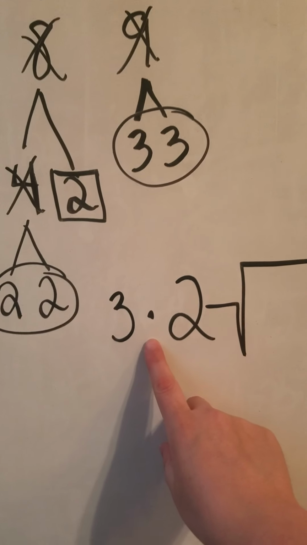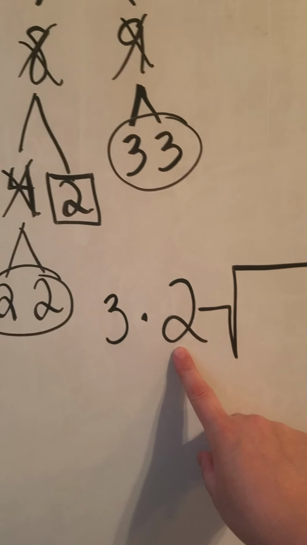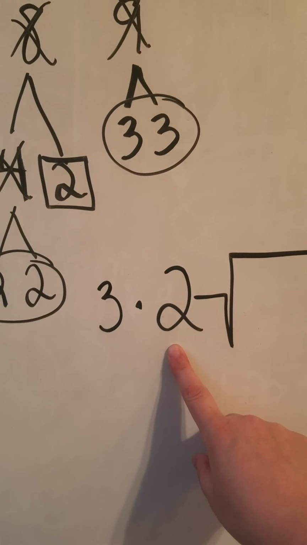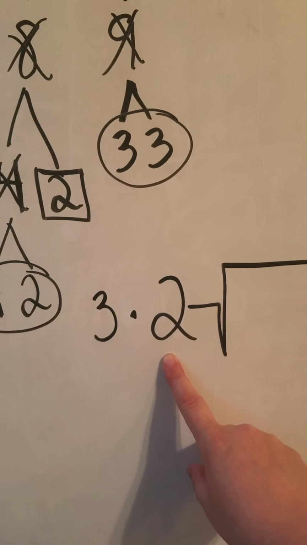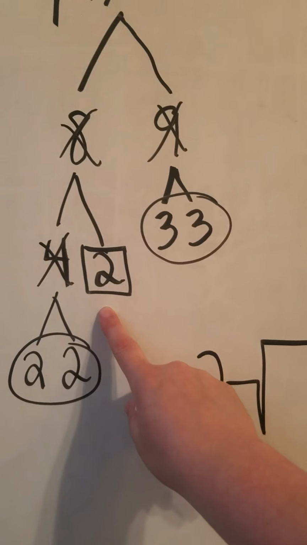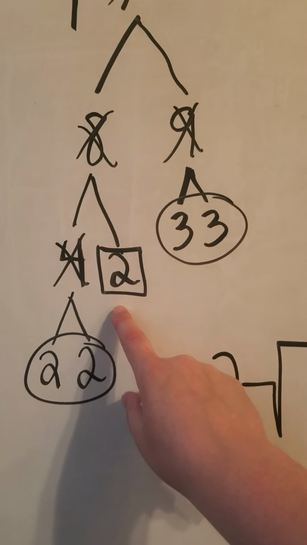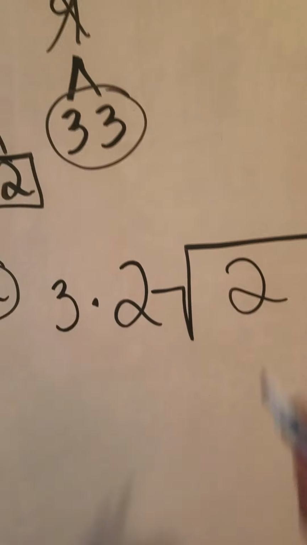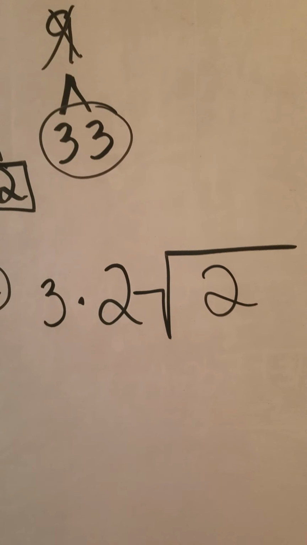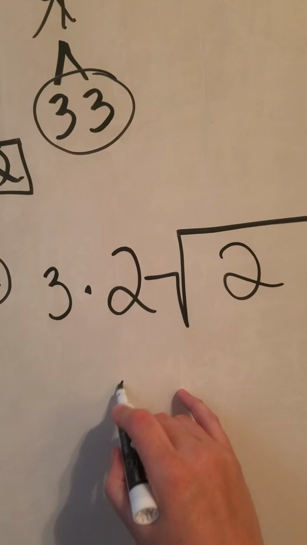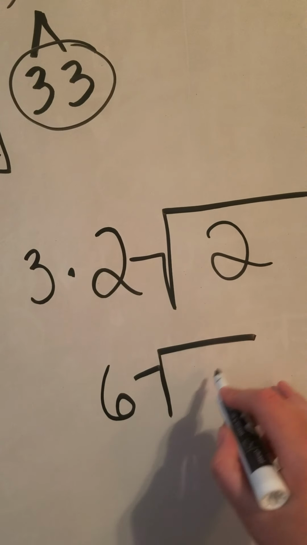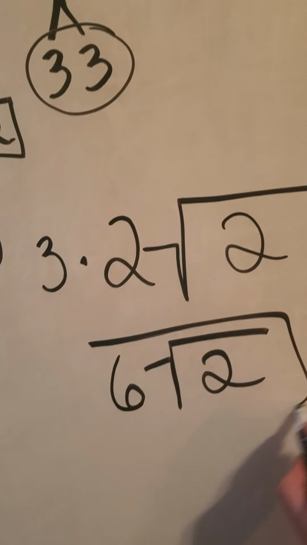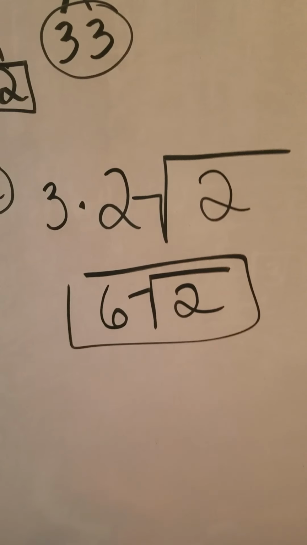Notice that I put a multiplication sign in between these two numbers, saying I will need to multiply these two numbers since they are both on the outside. Lastly, I still have my loner 2. Loners, they're going to stay inside. I still got to finish by doing 3 times 2, which is 6, and then taking square root of 2 there. And that right there is my final answer.